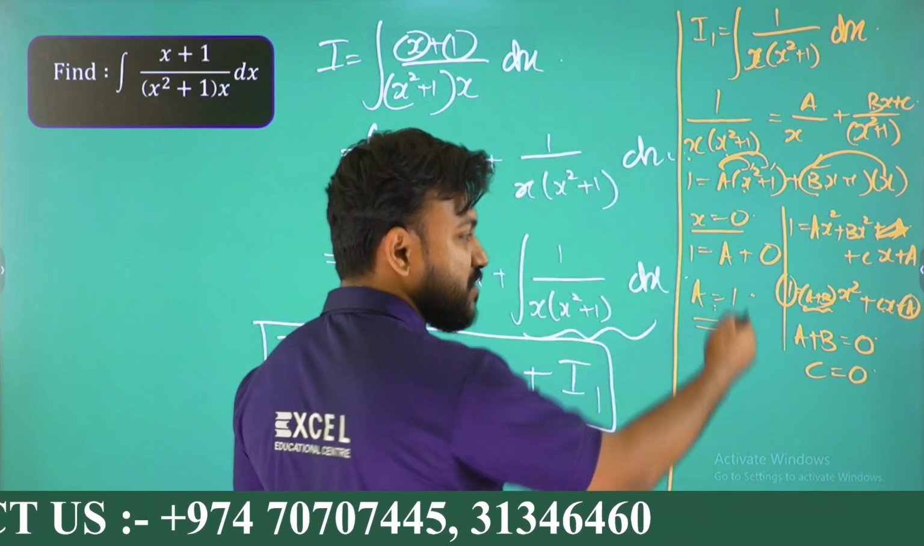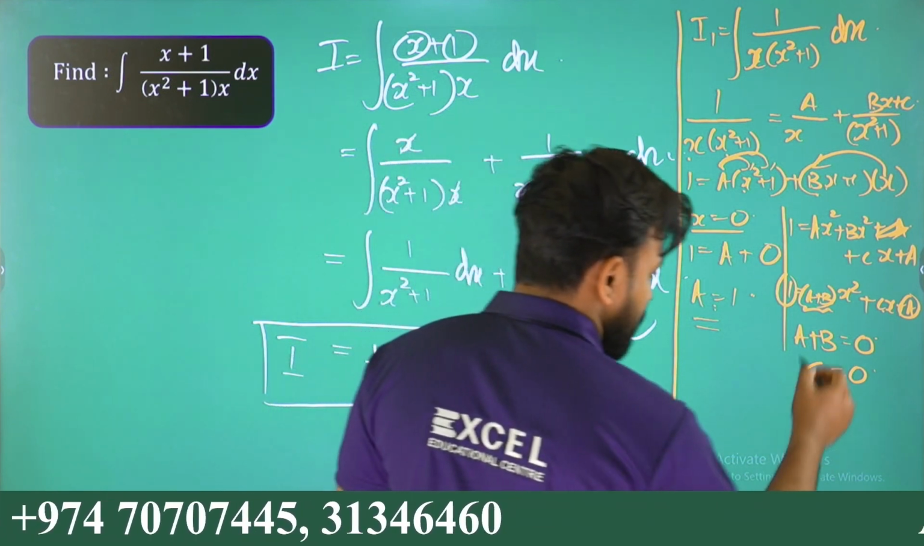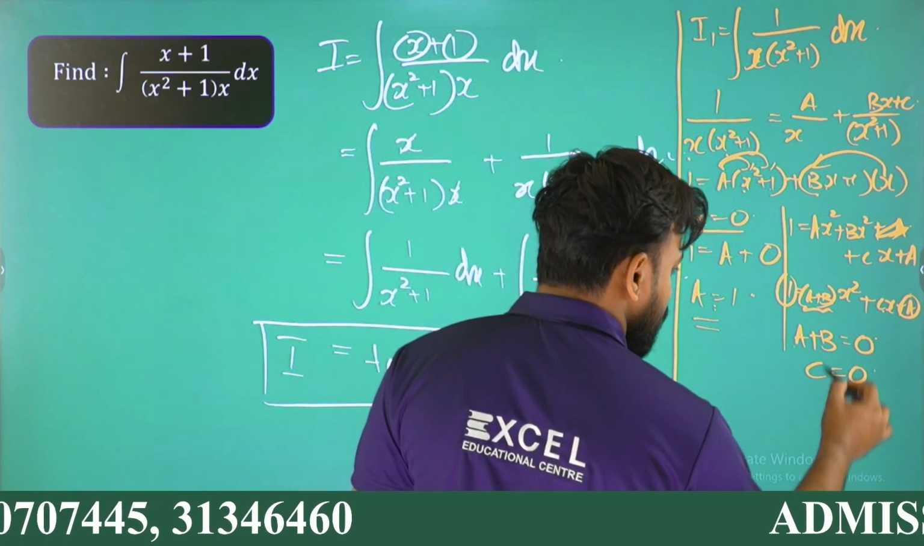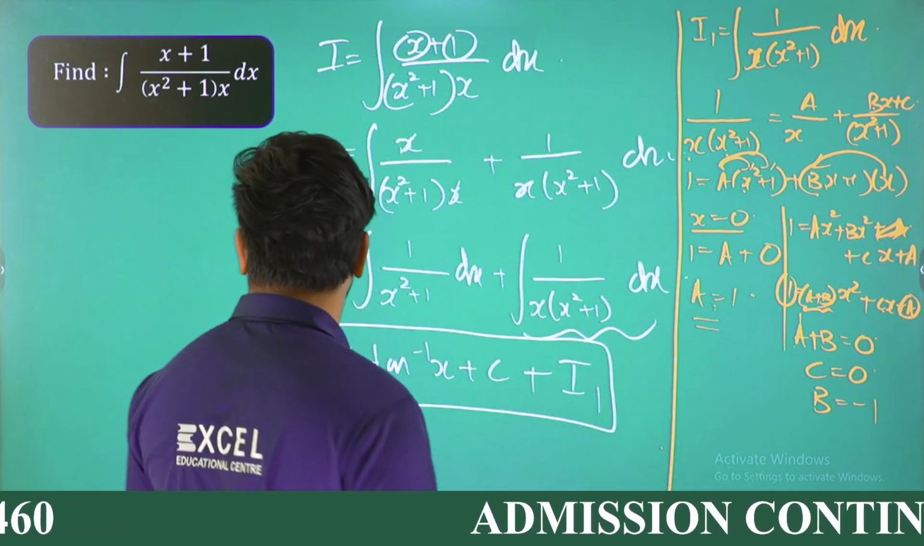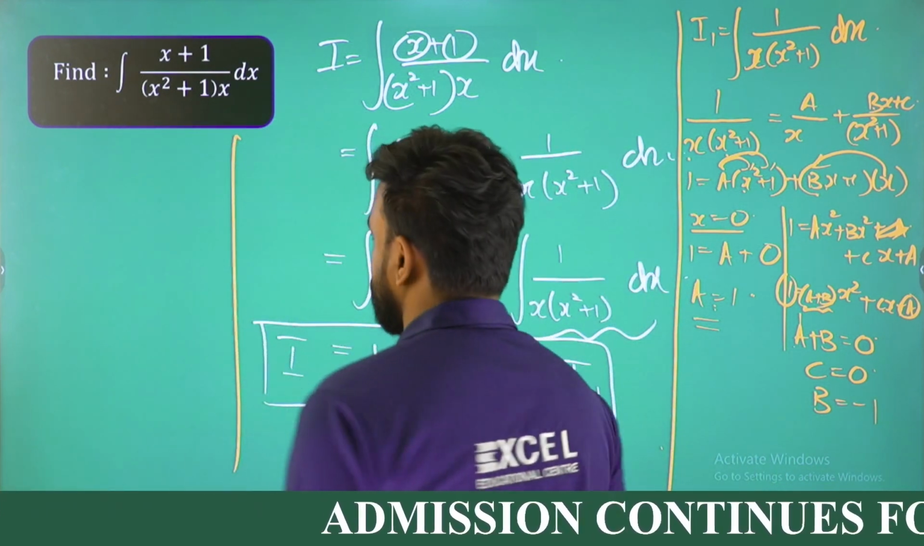0, because there is no x term. So in a plus b is 0, a is already 1. If a is 1, then b becomes what? Minus 1. So we got a, b, c. Now we will substitute that here.